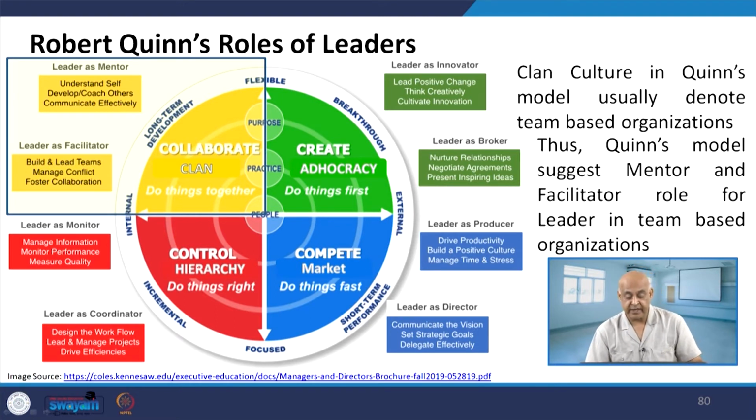Leader as a producer drives productivity and builds a positive culture, manages time and stress, and focuses on short-term performance. Leader as a director communicates the vision, sets strategy goals and delegates effectively, and therefore this is short-term performance and he is completing that particular task. Ultimately, Robert Quinn's roles of leaders are coordinator, monitor, facilitator, mentor, innovator, broker, producer and director, and this is creating compete, control, collaborate and create advocacy. So these are the different roles played within the organization by the leader.